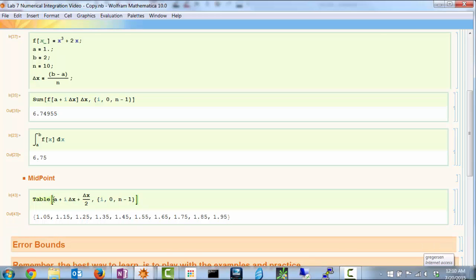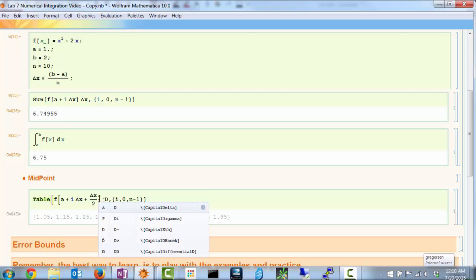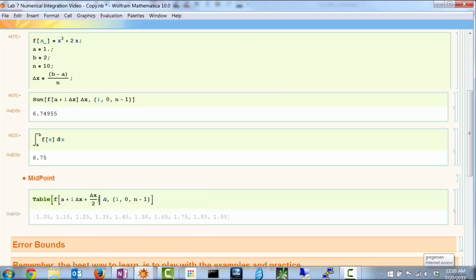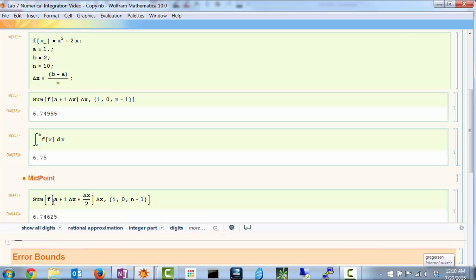So I want to take the height at all these points, times it by the width, which is my delta x. And then instead of just listing them, I want to add them up. And this should be my midpoint approximation. Notice that I'm still only using n equals 10 intervals, and my answer is already very close to the exact value. So it's a much improved value here.